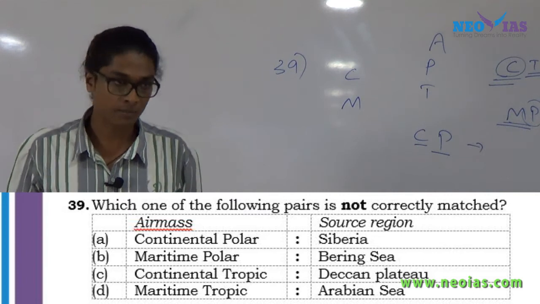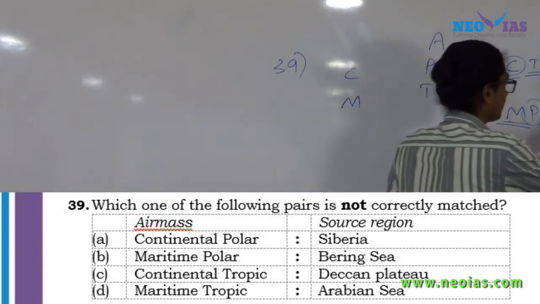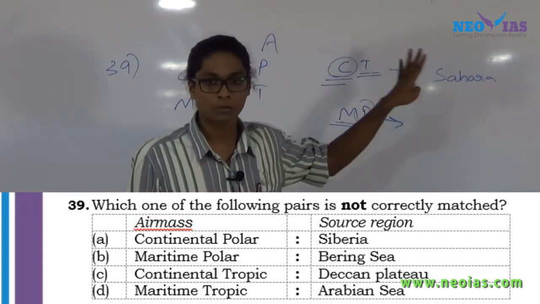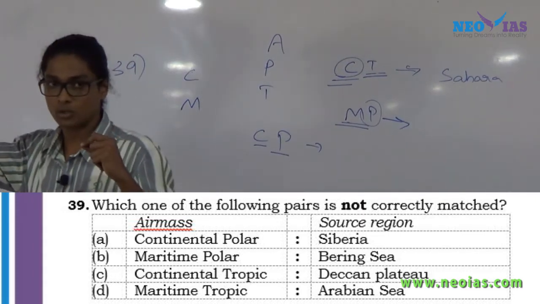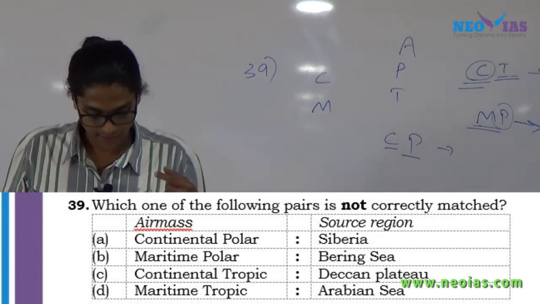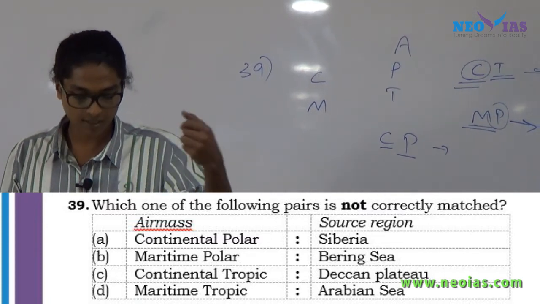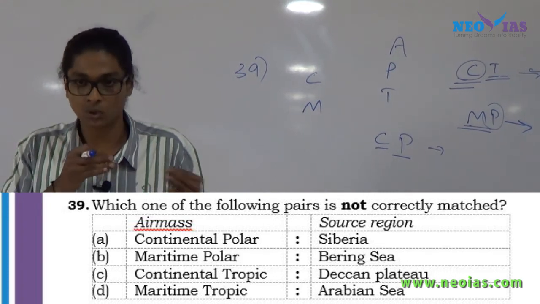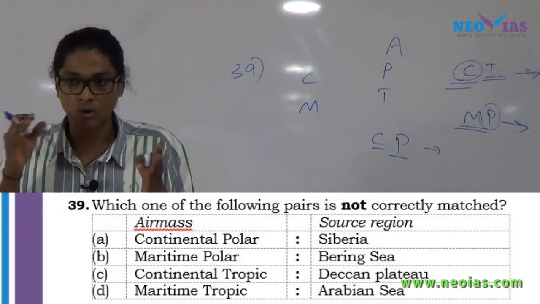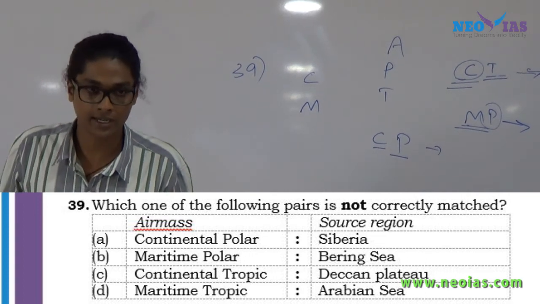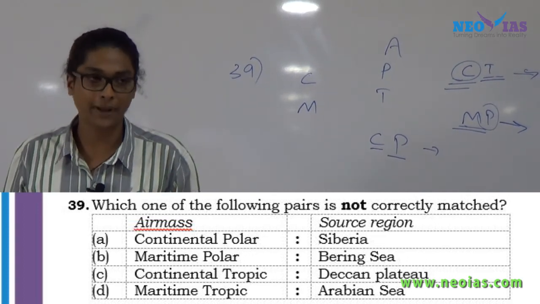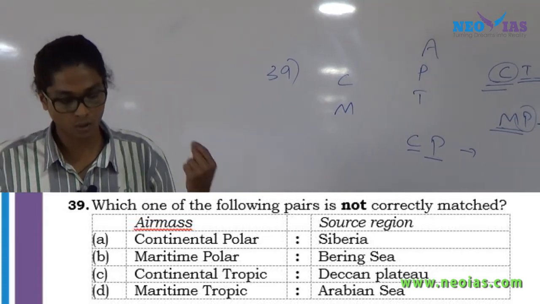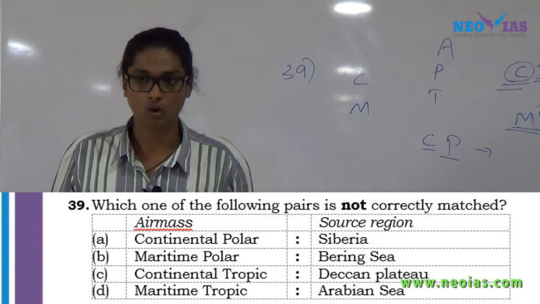But during summer, in the Sahara regions, these continental tropical air masses are formed. If you have that knowledge, you will understand that the option given against continental tropic is the Deccan Plateau. The Deccan Plateau is not that vast, and it cannot act as a homogeneous region, which is very necessary for the formation of air masses. So we will understand that the C option is the wrong one.